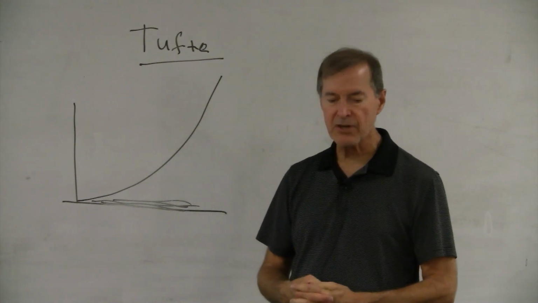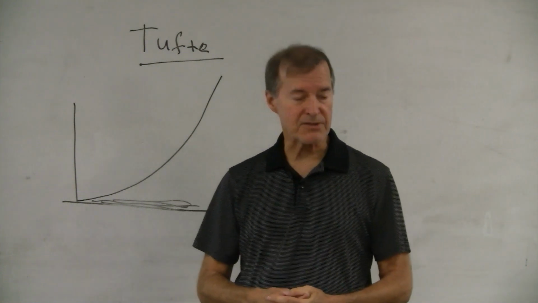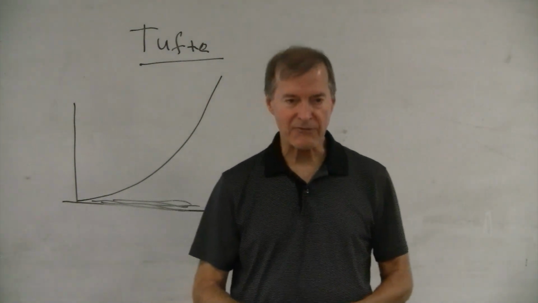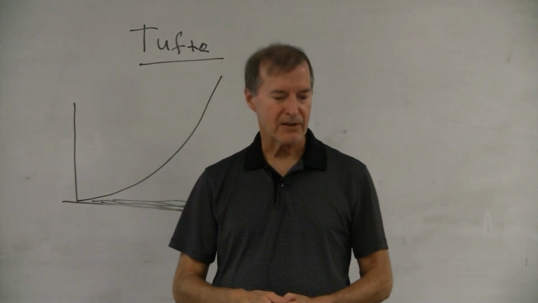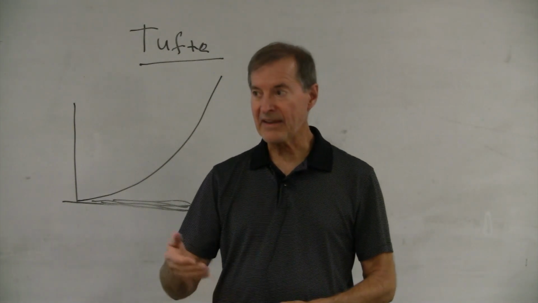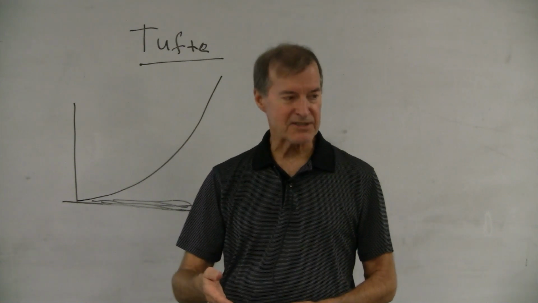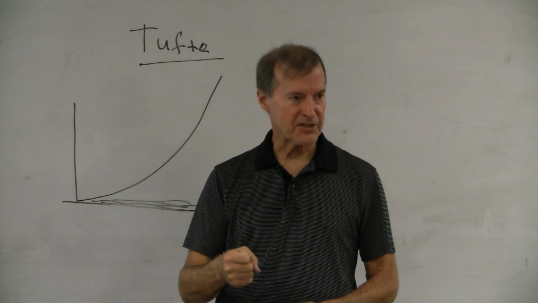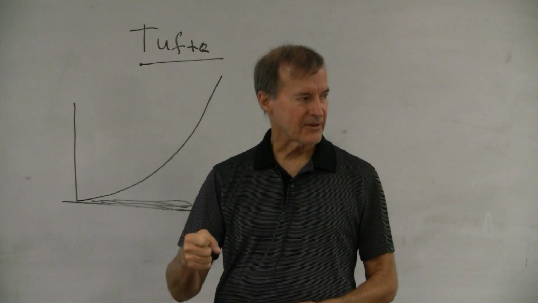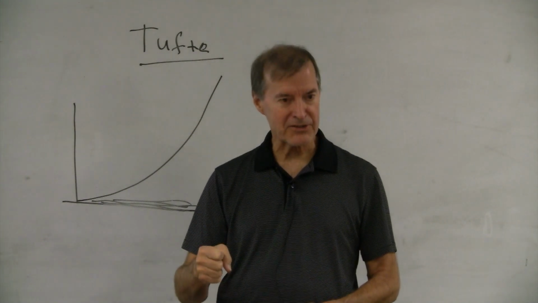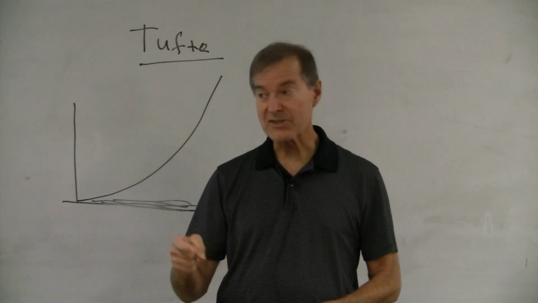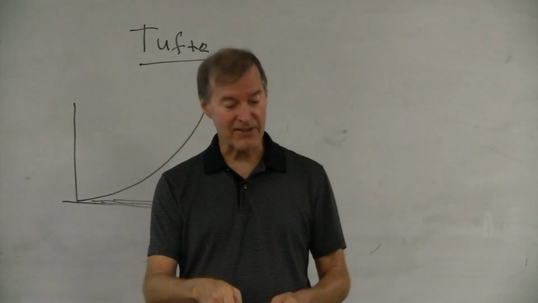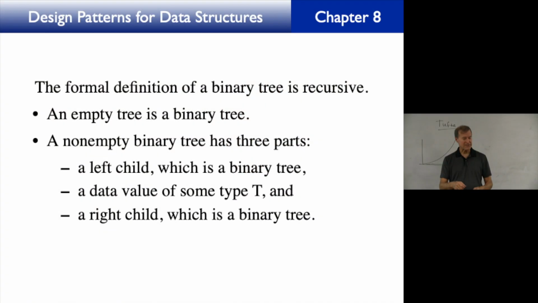But I think it helps in the beginning to remember the mathematical definition of a binary tree. By the way, what's the formal definition of a list? What's the base case? An empty list is a list, and a non-empty list has two parts. A first, which is an element, and rest, which is a list. So this is similar to that, except instead of just having a rest, which is a list, we have a left subtree, which is a tree, and a right subtree, which is a binary tree.